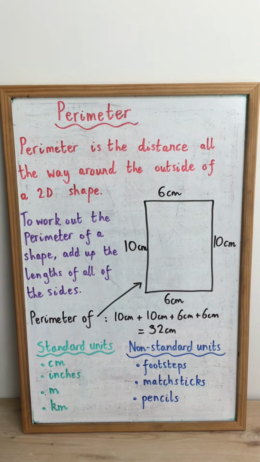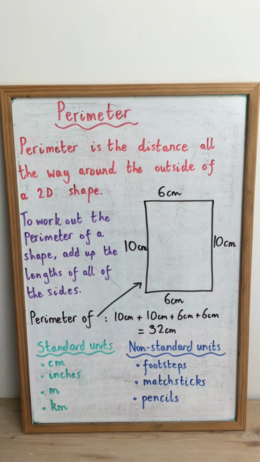Now to work out the perimeter of a 2D shape, you need to add up the lengths of all the sides. So if you have a look at the rectangle I've drawn in black pen, you can see that the measurements of all the sides have been put on for you. So we've got 10 centimetres on either side and 6 centimetres on either side.